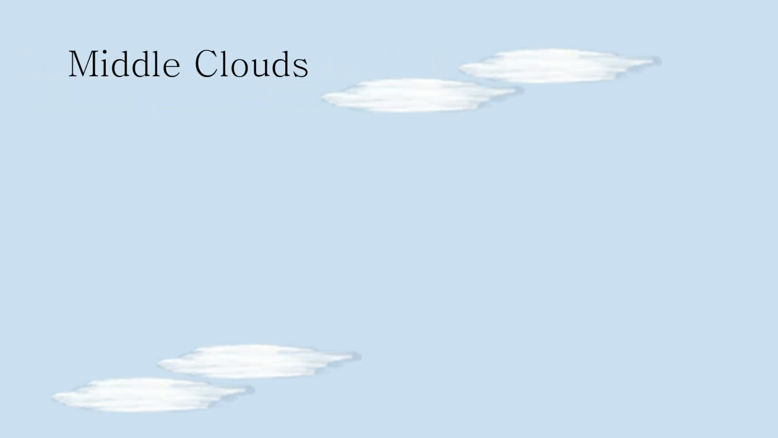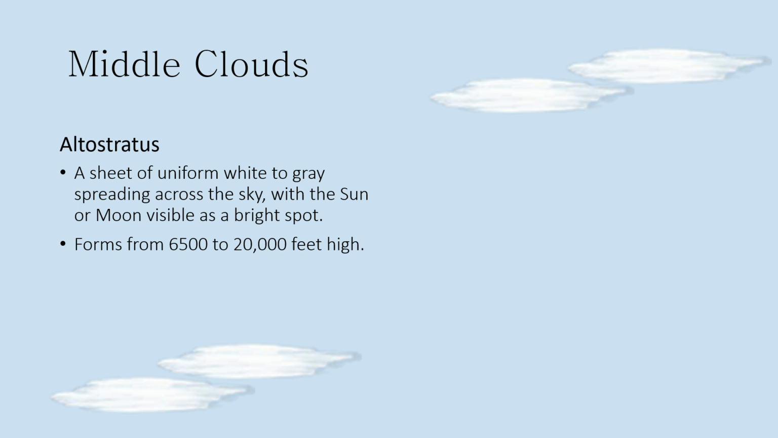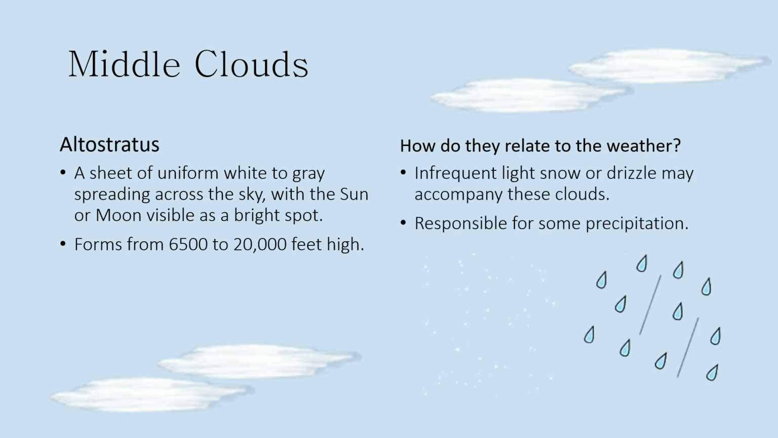Moving on to the middle clouds, let's talk about the altostratus clouds. Altostratus clouds resemble a white and grayish sheet covering the sun or moon as a bright spot. Altostratus clouds contribute to some weather such as light snow and occasionally can produce precipitation. Because of their lack of identifying features, altostratus does not have any cloud species.